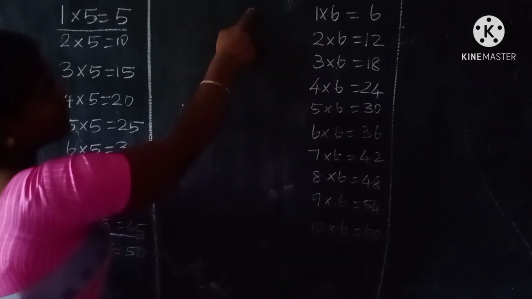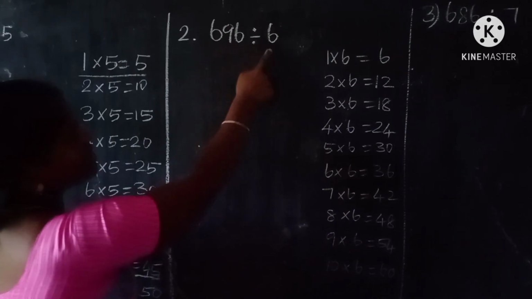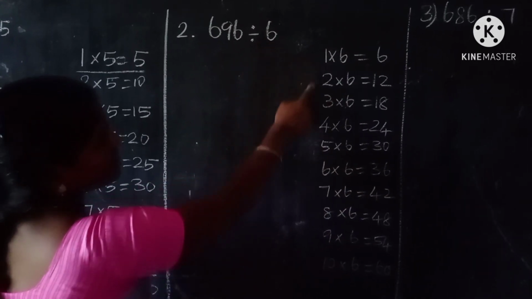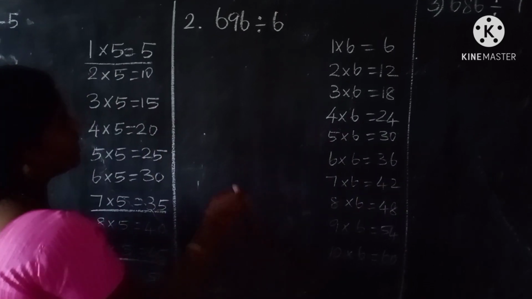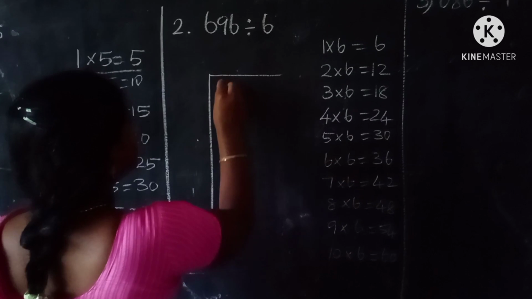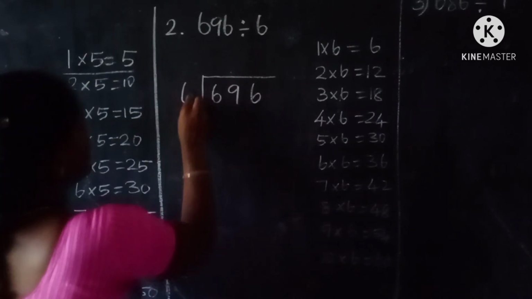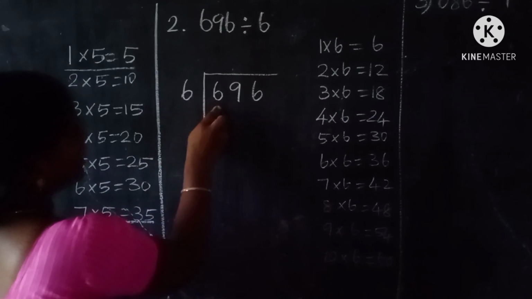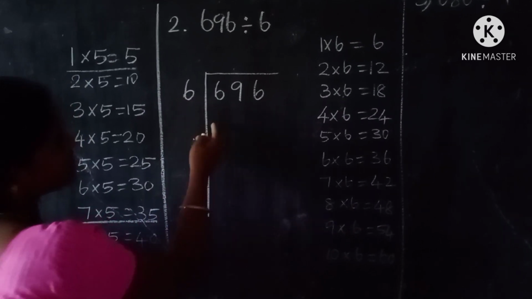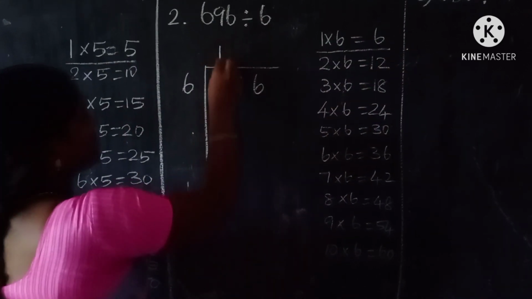Next sum: 696 divided by 6. Here 696 is the dividend. 6 is the divisor. So we must write the sixth table. Next, we write division like this. 696 is written inside, 6 is written outside. First compare here 6, here also 6. How many 6s are 6? 1, 6 is 6.